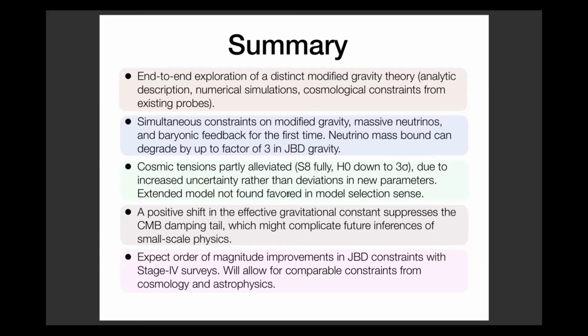A positive shift in the effective gravitational constant suppresses the CMB damping tail, which can complicate future inferences of small-scale physics from the CMB. And we expect an order of magnitude improvement in our constraints on Jordan-Brans-Dicke gravity with stage 4 surveys. This will allow for comparable constraints on this specific model of gravity from cosmology and astrophysics. So I'll just end there.